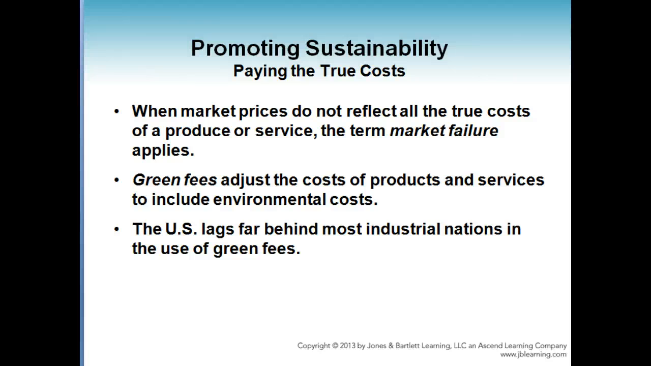When market prices do not reflect all the true costs of a product or a service, the term market failure applies. In addition, the addition of so-called green fees adjusts the costs of products and services to include environmental costs. The U.S. lags far behind most industrial nations in the use of green fees.